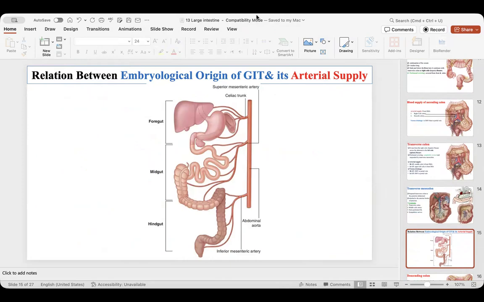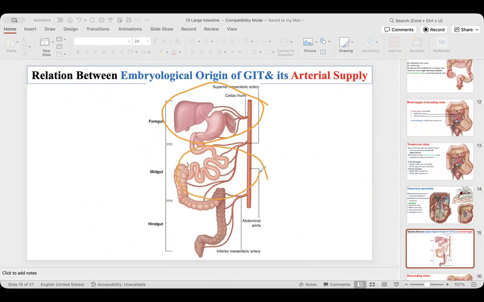So during the embryological origin of the GIT, we have the foregut, with arterial supply from the celiac artery from the front of the aorta at the level of the upper border of L1. The midgut, until the right two-thirds of the transverse colon, is supplied by the superior mesenteric artery from the lower border of L1. Finally, the hindgut, from the left one-third of the transverse colon, the descending colon, the sigmoid and the rectum and the upper part of the anal canal, is supplied by EMA, the inferior mesenteric artery, from L3. So L1 upper border and L1 lower border, and L3.